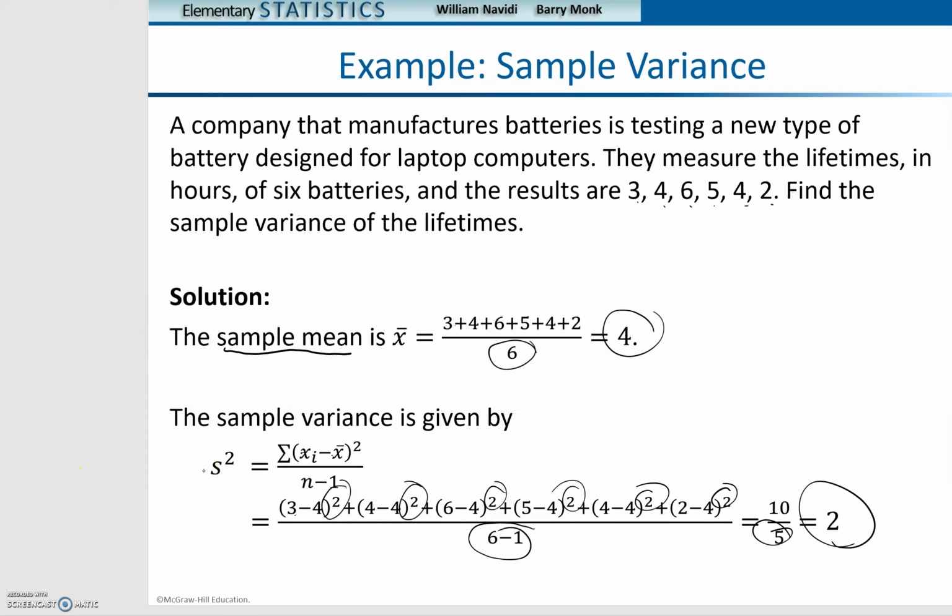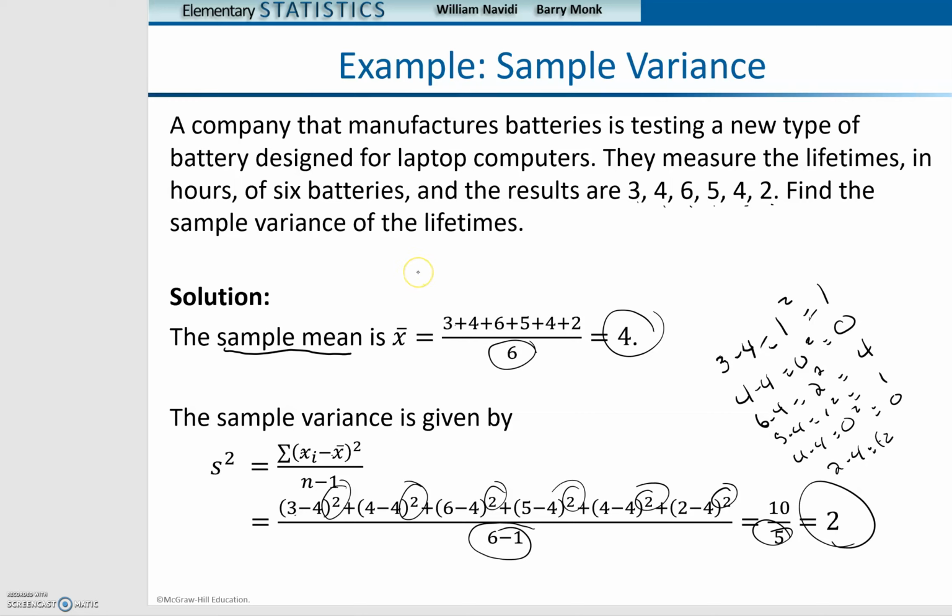So again, let's take a look at this. If I did 3 minus 4, that would be negative 1. Now I square negative 1, that's a 1. I do 4 minus 4, that's a 0. 0 squared is 0. 6 minus 4, that's a 2. 2 squared is a 4. 5 minus 4, that's a 1. 1 squared is a 1. 4 minus 4, that's a 0. 0 squared is a 0. And finally, 2 minus 4, that's a negative 2. Negative 2 squared is a 4. So you add this up, 1, 5, 6, 10. That gives you the 10 divided by 5.